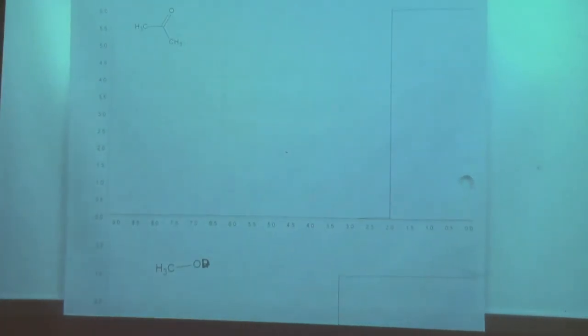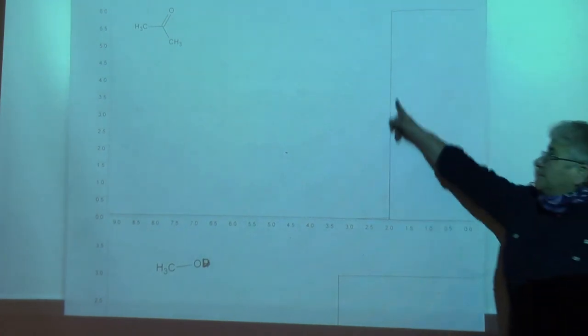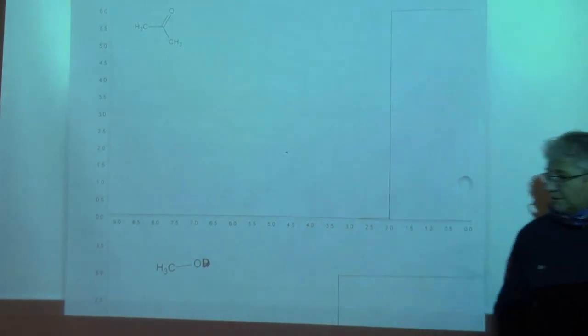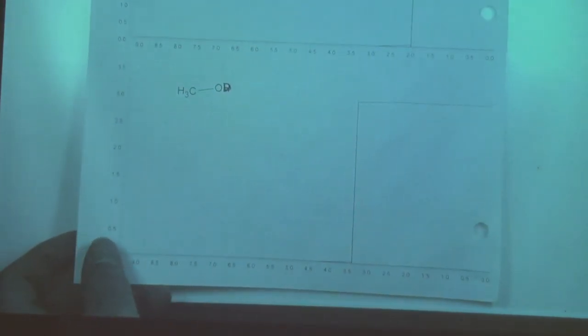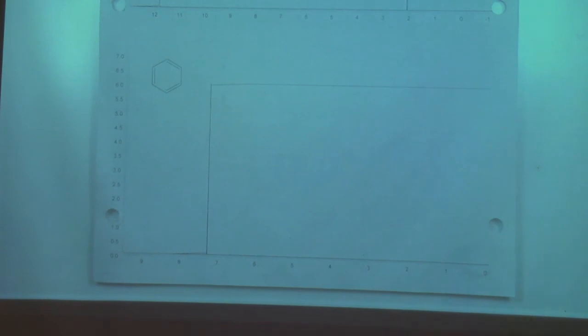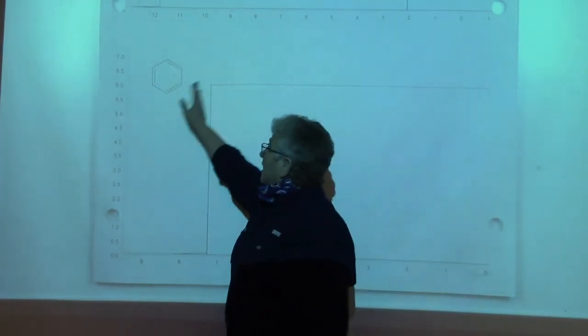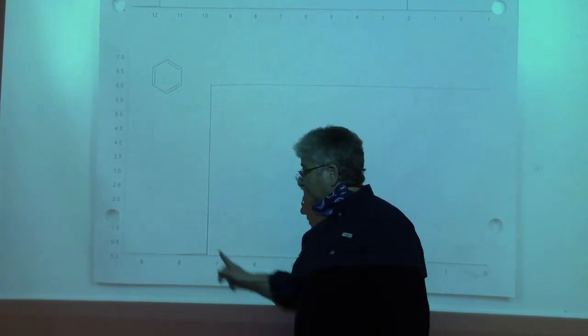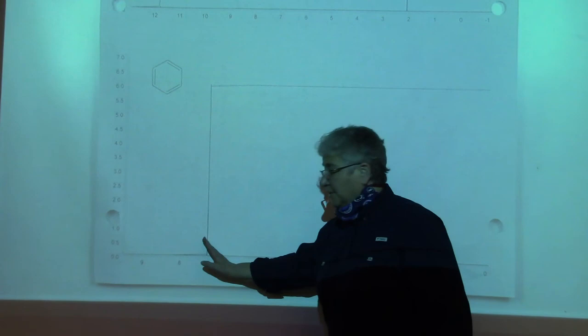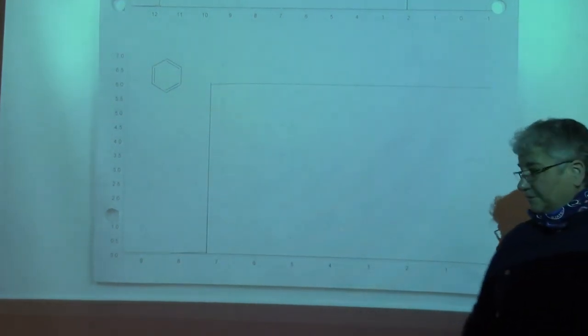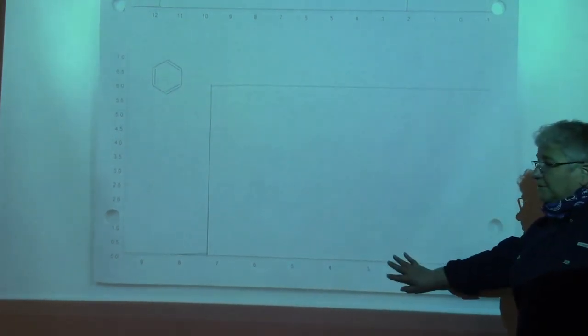Then acetone, one type of hydrogen, around 2. And then down here we had an example of methanol, deuterated methanol. And I have to flip a couple pages. When you look at benzene, again, there's one peak, but what you'll notice is that it's very far downfield from the peaks that you've been looking at. The peaks you've been looking at before have all been in here.